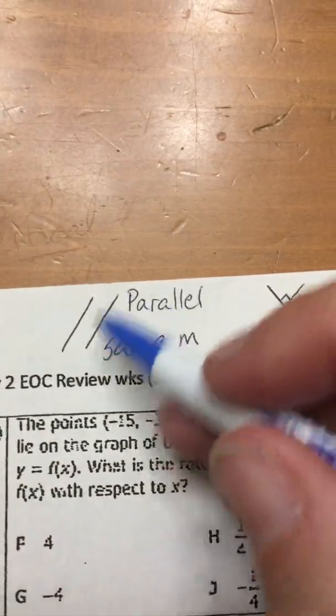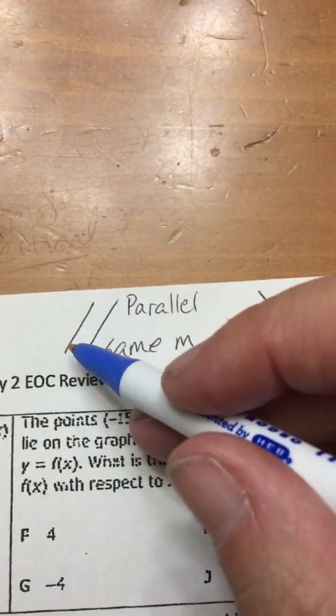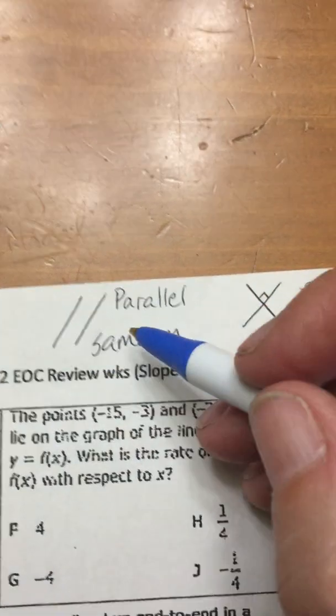Again, back to our parallel lines, they have the same slope. They have the exact same steepness. And so if I know the slope of one is 3/4, I know this one is also 3/4. So when I see the word parallel, I write same.